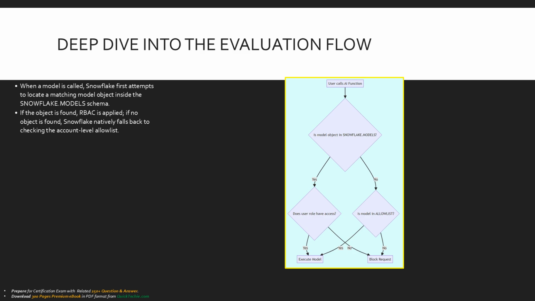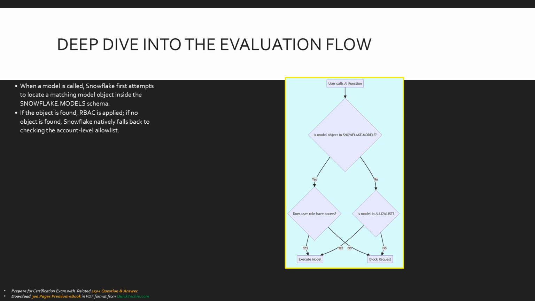That is precisely when Snowflake falls back to the account-level allow list. It checks the string provided in the function call against the CORTEX_MODELS_ALLOWLIST parameter. If the model name is in the list, the execution proceeds. If not, it fails. Follow the logical flowchart on the screen to understand the exact decision tree Snowflake uses.